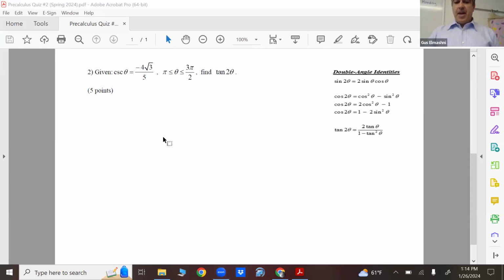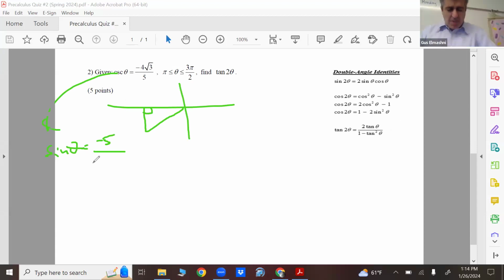Here, yeah, I mean, what quadrant is this in? Pi to 3 pi over 2. So instantly draw a triangle there, like that. And cosecant, it's a little tricky, but make it sine theta. So then it flips. And excuse me, I'll put the opposite as negative. Sorry, the numerator is negative. So that's the opposite side. So that's -5. That's 4 root 3.